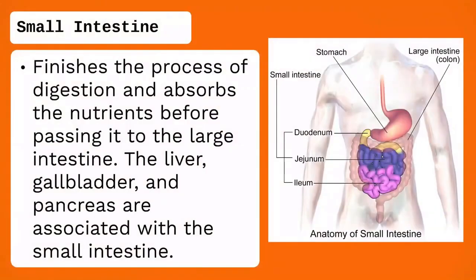So our small intestine finishes the process of digestion and absorbs our nutrients before passing to the large intestine. This is also where the majority of medications are absorbed. The liver, gallbladder, and pancreas are also associated with the small intestine. The liver and the gallbladder secrete byproducts into the small intestine for excretion. So it's just important to understand that all of these organs are working together to digest, absorb, and excrete our food.